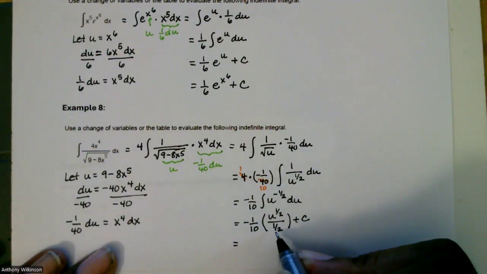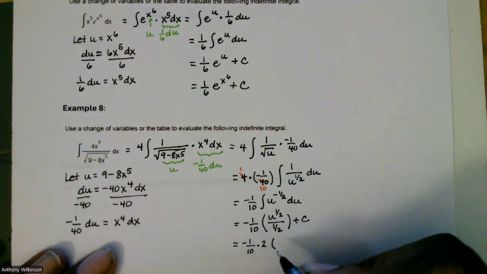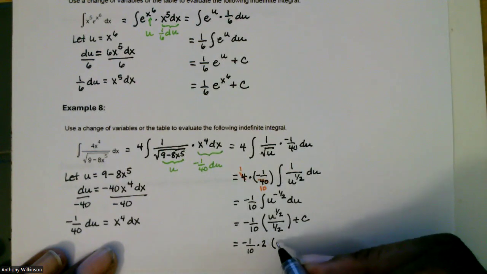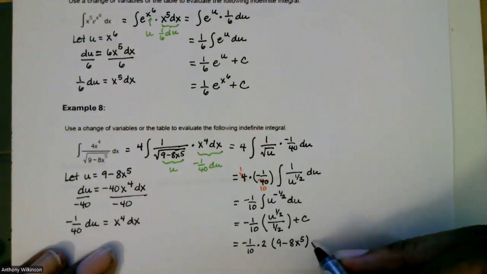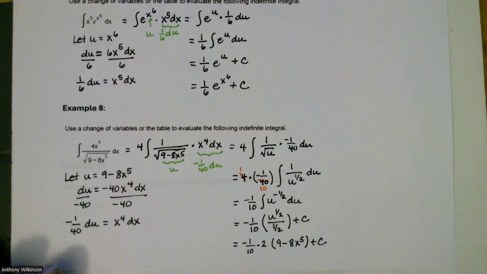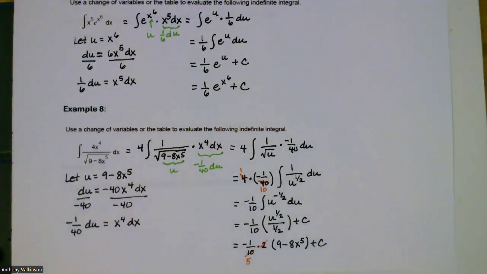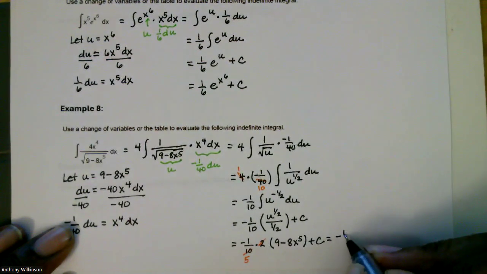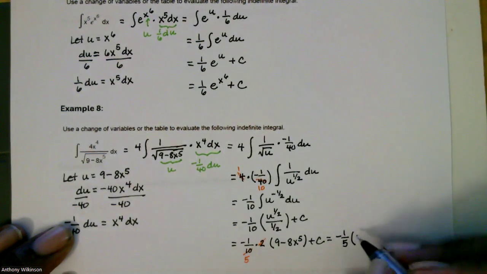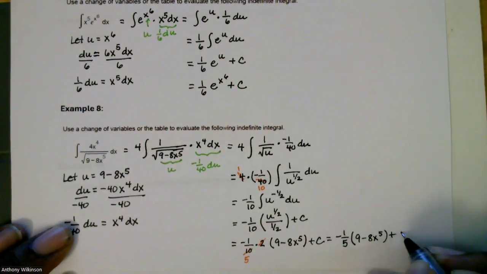Well, the reciprocal of 1/2 would be 2, so I got negative 1/10 times 2, and then I'm going to back substitute by replacing the u with that 9 minus 8x to the 5th plus c. And then negative 1/10 times 2 can be reduced by dividing 2 into 10, going 5 times. That 5 will be in your denominator. 2 goes into itself 1 time. So this ends up being negative 1/5 times the quantity 9 minus 8x to the 5th plus c.